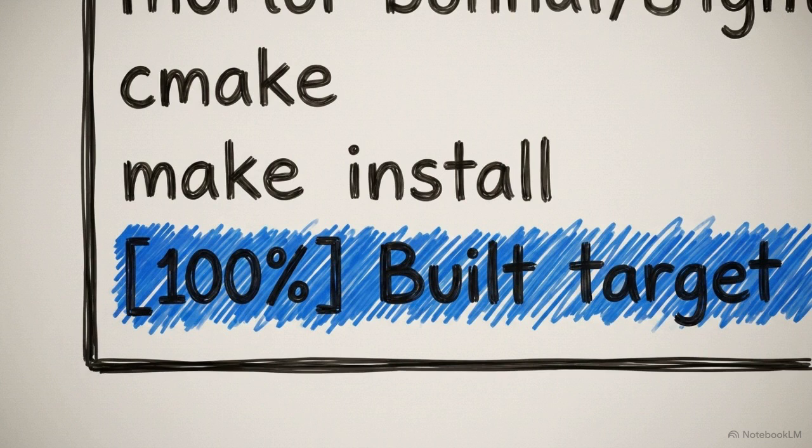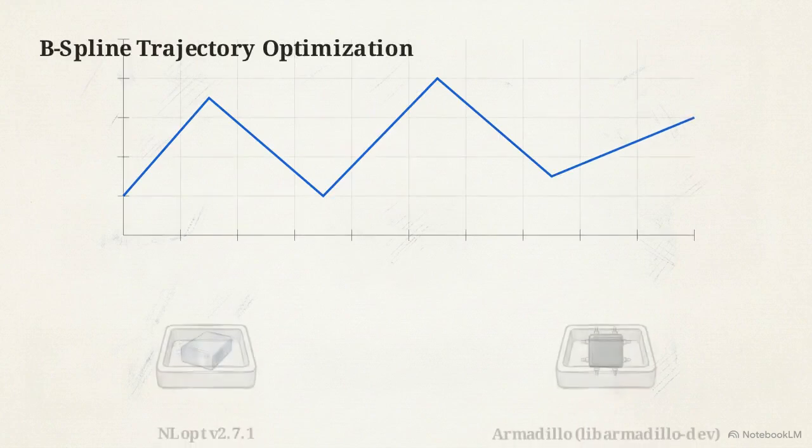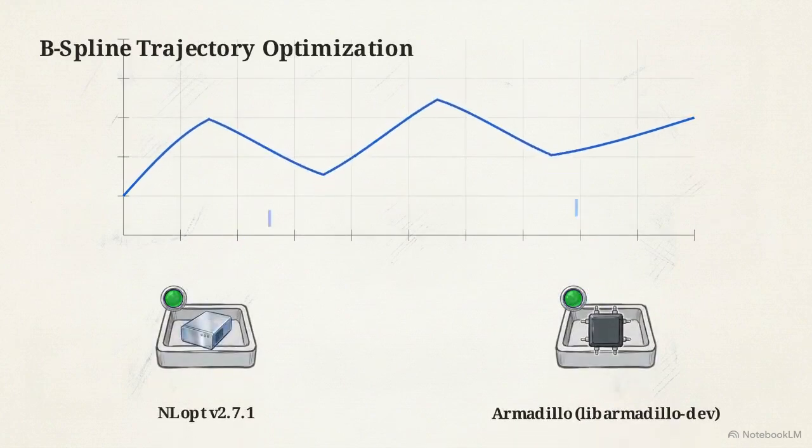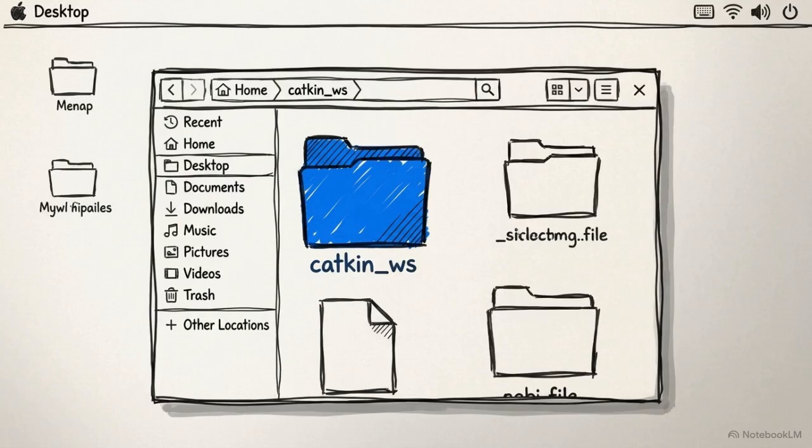completion message. Next, install the Armadillo C++ linear algebra library. This one is straightforward. Just run the standard apt-get install libarmadillo-dev command. Without these two mathematical libraries properly installed, the planner's advanced B-spline trajectory optimization equations will fail to compile in the next step.